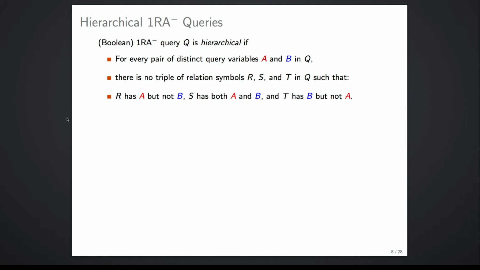So I will present the definition again, perhaps slightly different, but in fact equivalent to the one Dan gave before. Namely, if we look at Boolean queries in our language, then a query is hierarchical if, for every pair of distinct query variables, let's say A and B, there is no triple of relations R, S, T such that R has A but not B, R being a relation symbol, then S has both A and B, and T has B but not A. That is, we don't have this situation in which S sits between R and T.